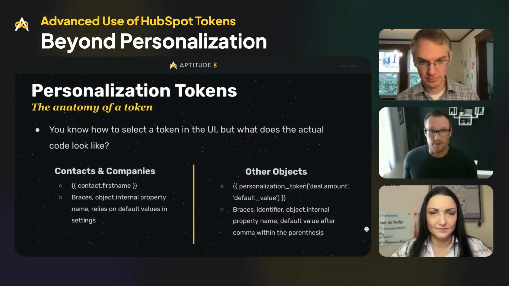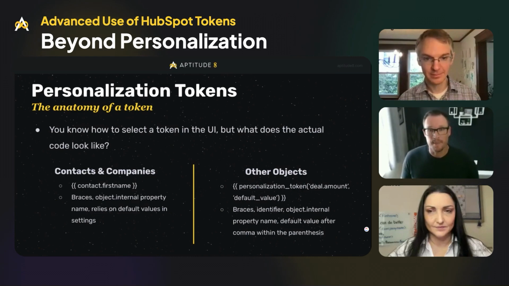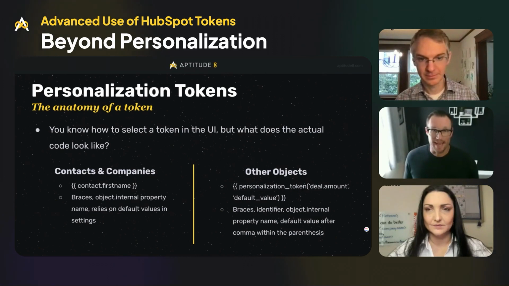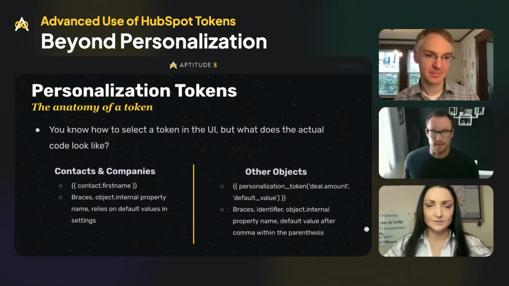This is important to know, because when you're using this token in certain areas of HubSpot, and you'll see that in the demos today, sometimes it is helpful to use this anatomy and this code to define a different default value for that specific use case than what you've got for contacts and companies. Or if you're using it for a different object, say it's another standard object or even another custom object that you have, you want to define what that default value is so it doesn't break the experience.